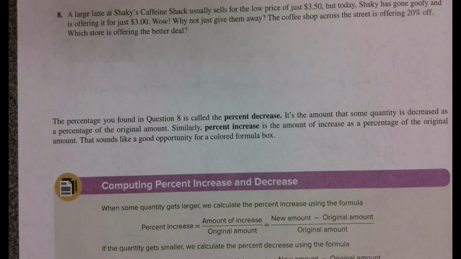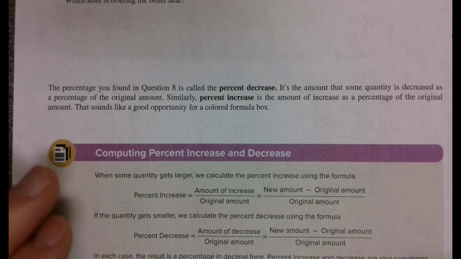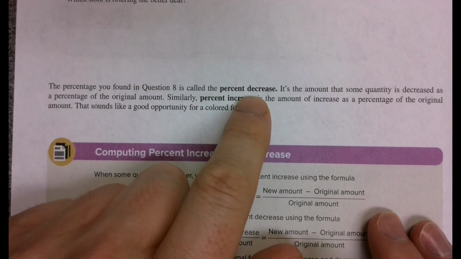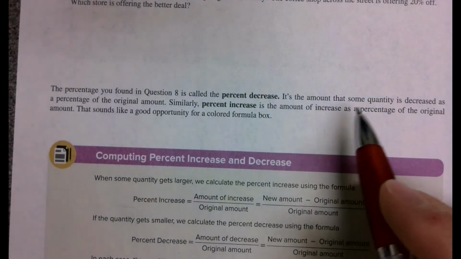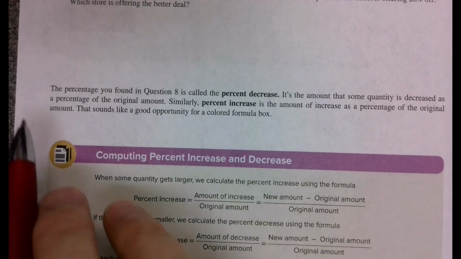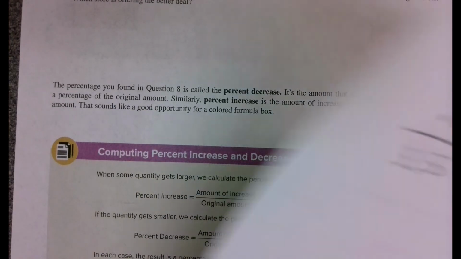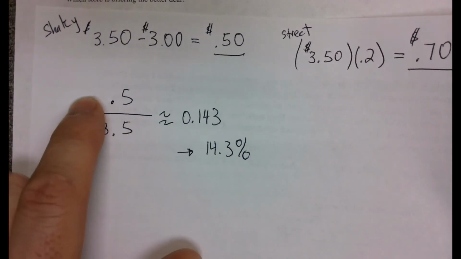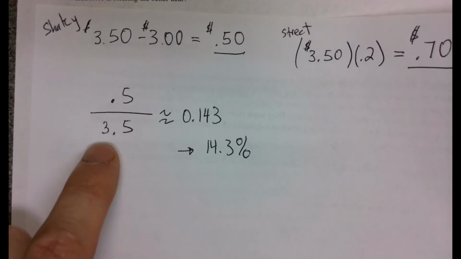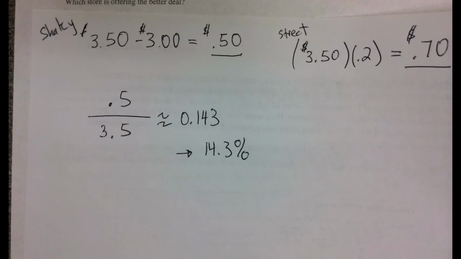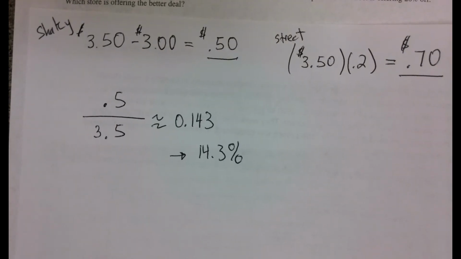All right, so this kind of leads us naturally to a little formula. If we want to calculate a percent decrease, it's the amount that some quantity is decreased as a percentage of the original amount. That's precisely what I'm doing right here. This is the amount of discount. This is the original price. So what percent discount is it?